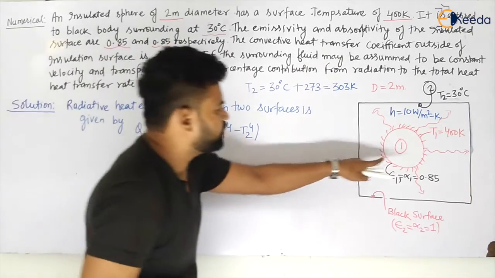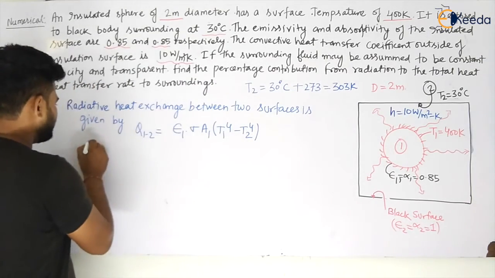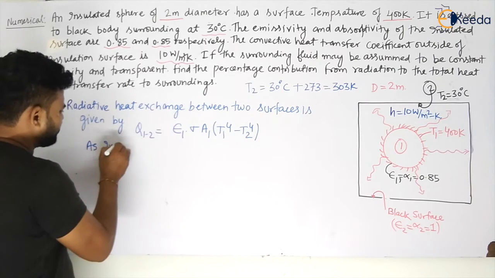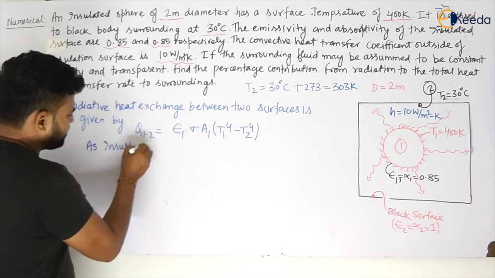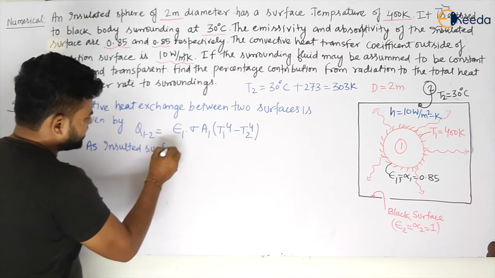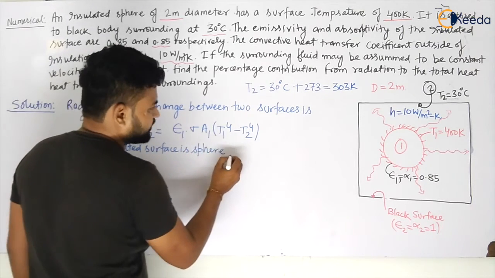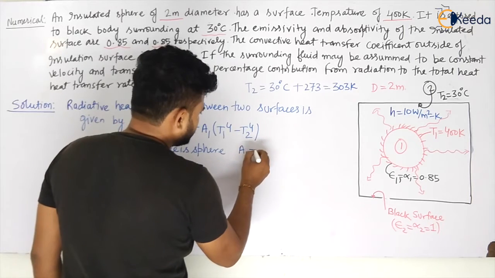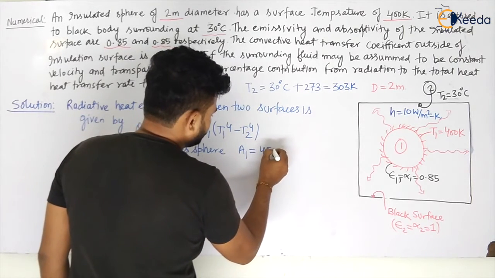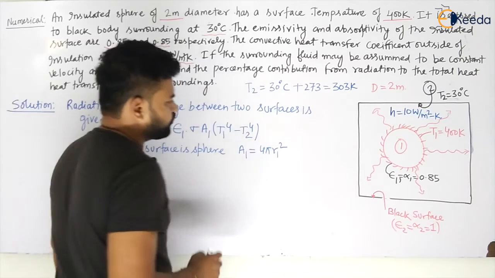What will be the area for this sphere? As insulated surface is sphere, my dear students, sphere. So what will be the area for this? So area for sphere is given by 4 pi r1 square, 4 pi r1 square.